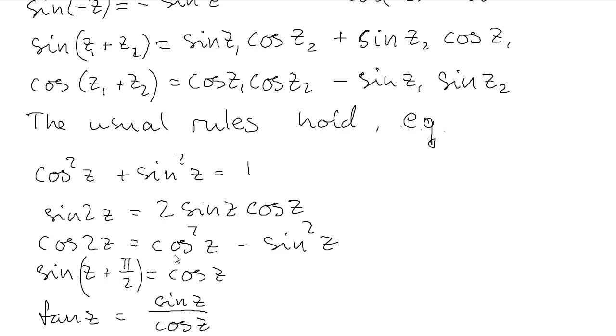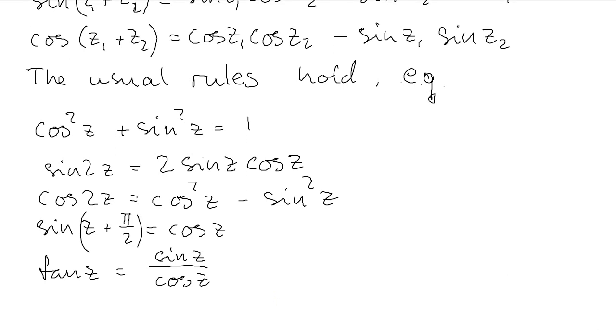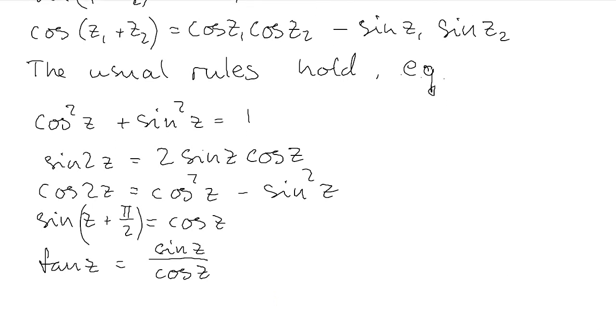You also have these formulas, and for example, if you want to add pi half to the argument of z, you obtain that sine of this is equal to cosine. The tangent of z is in the same way equal to sine over cosine.